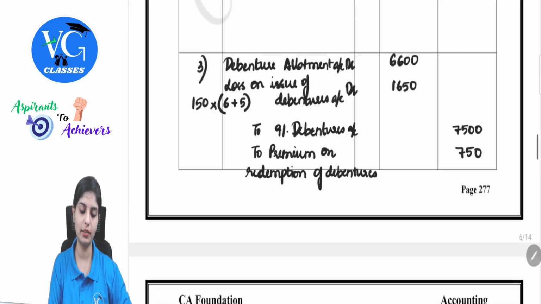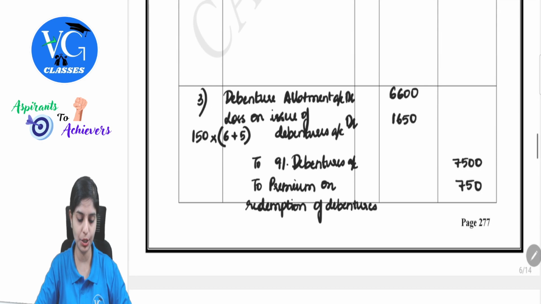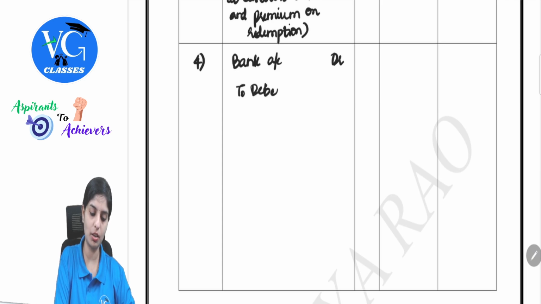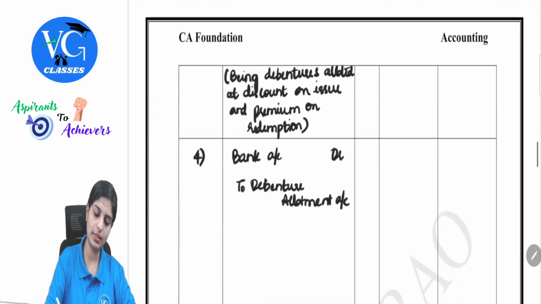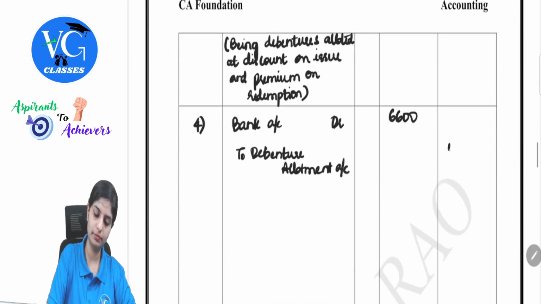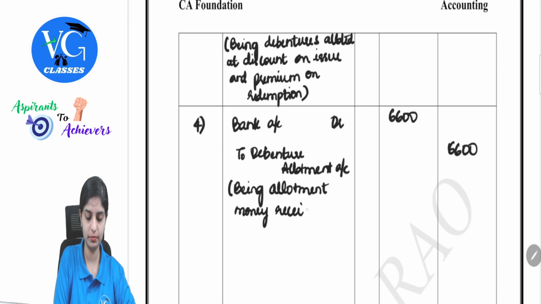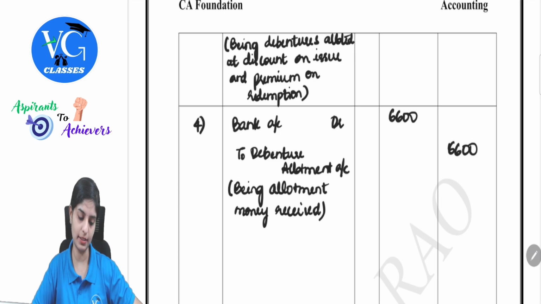Next would be, first here what we did was allotment made due. So here we will receive that allotment amount. Bank account debit to debenture allotment account, 6,600. Being allotment money received. I hope this is clear to all of you.